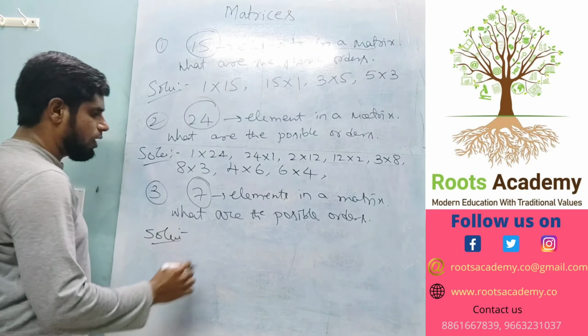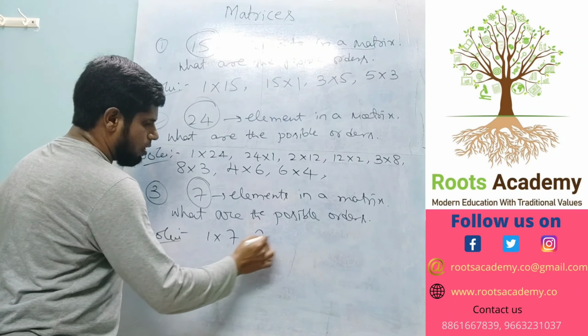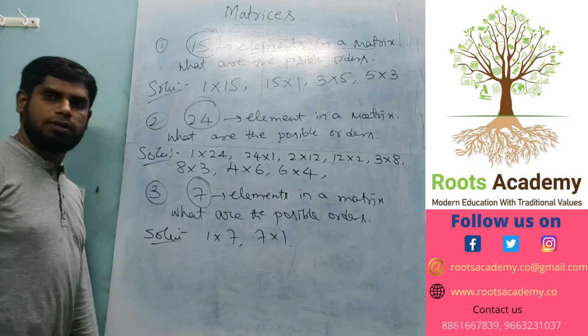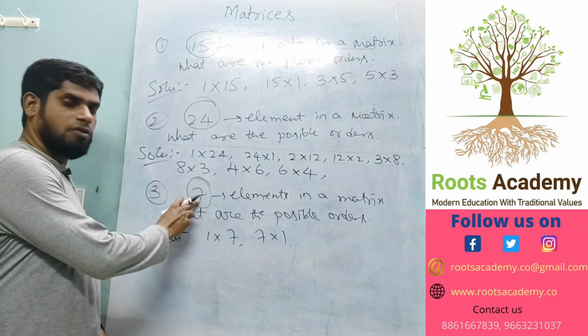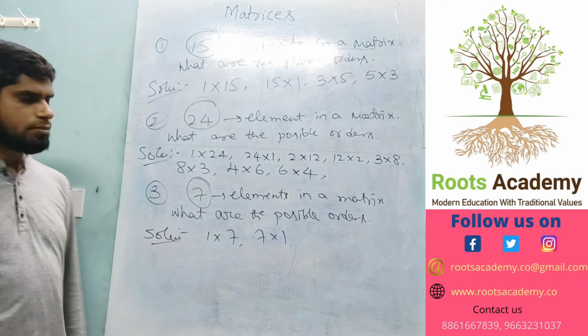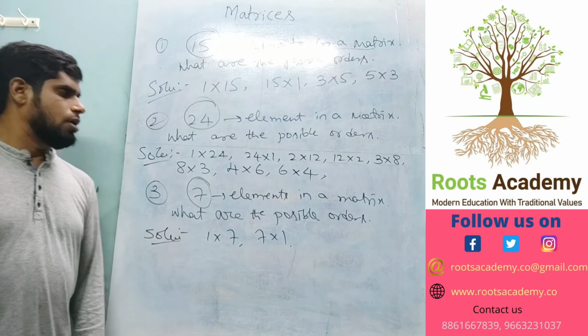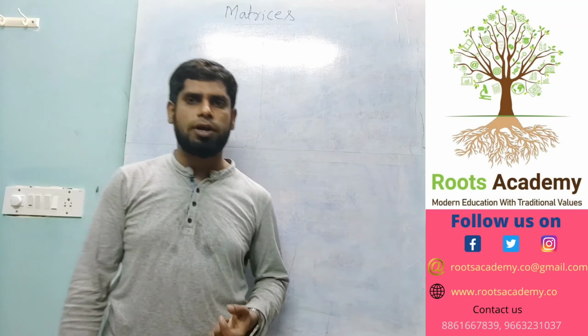So the only possible orders are 1 cross 7 or 7 cross 1. That's it. These are the 2 possible orders we can get if we have a matrix with 7 elements. This is about the matrix and orders.